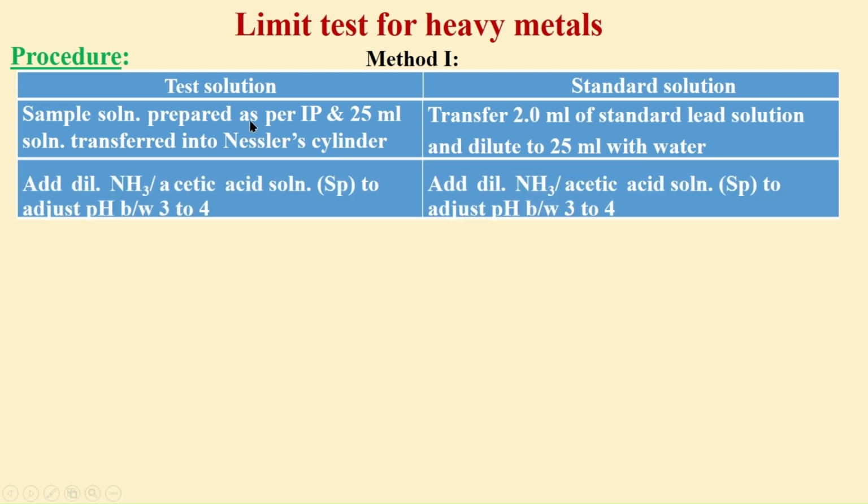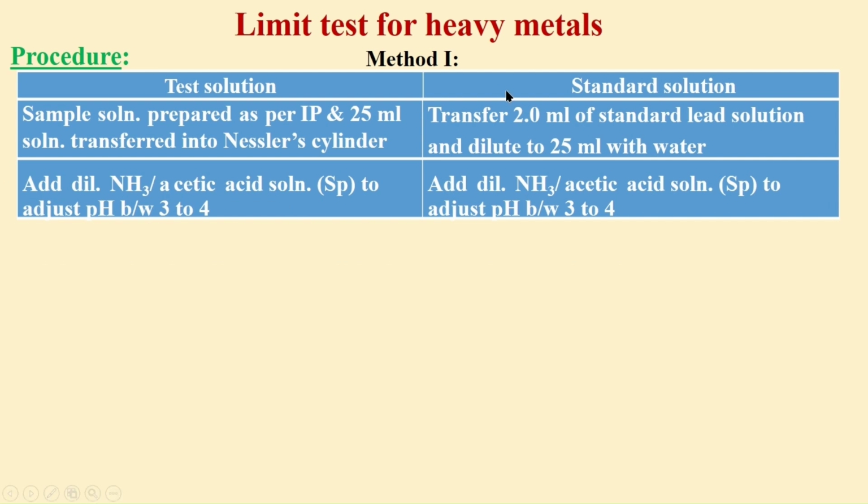Then the test solution and the standard solution, which contains the sample and the standard lead solution, the pH of it is adjusted to the 3 to 4 range by using either ammonia or acetic acid solution, which is specially prepared for it. Why should it be specially prepared? The ammonia and acetic acid we use should be free of heavy metals. That's why you mention it as SP. SP stands for specially prepared for the limit test.